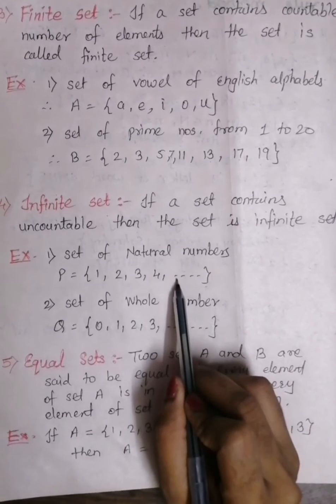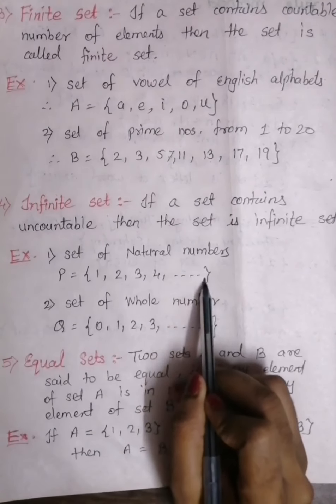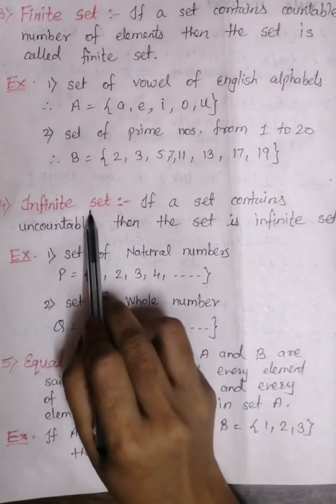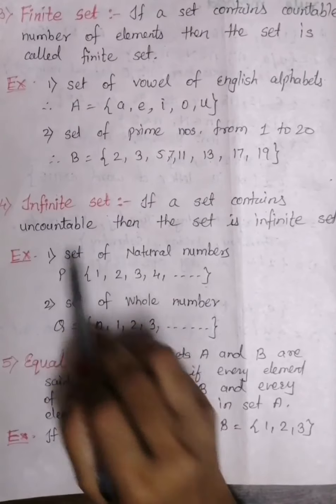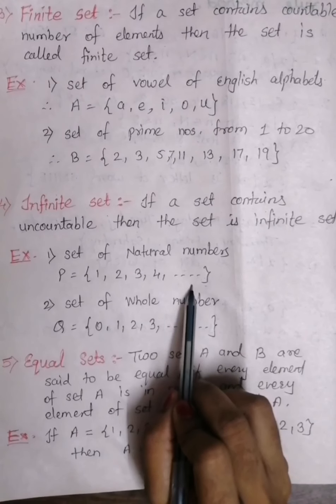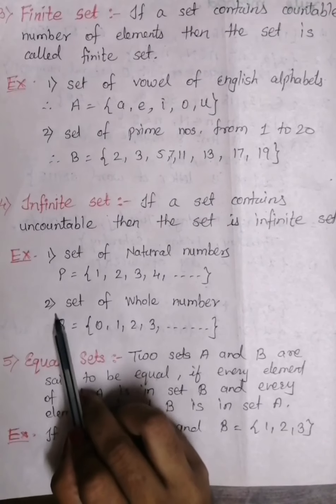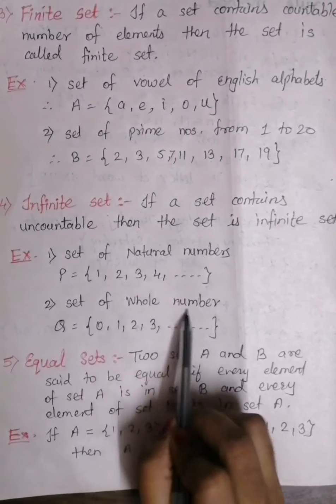Remember students, when you look at this type of dotted points, then you should be clear that this is an infinite set, which means it's an uncountable set. Clear all of you?